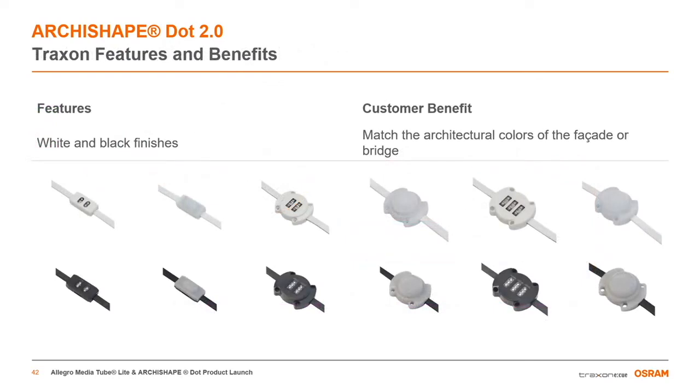Additionally, the ARCHISHAPE Dot is available in 2 finish options to blend into the architecture. Now, these products do carry some yin and yang qualities, as the diffusion on the black version will remain white to allow the most transmission of light.